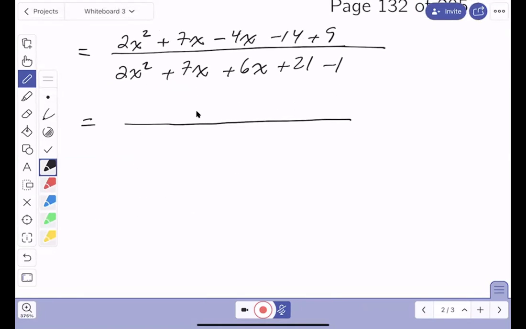All right, now, you really want to do work. You want to show some progress here. So let's write this down. On top, I get 2x squared. And let's see, you get 7x minus 4x is plus 3x, right? And minus 14 plus 9 is going to be minus 5. That wasn't so bad. The bottom, 2x squared plus 13x plus 20.